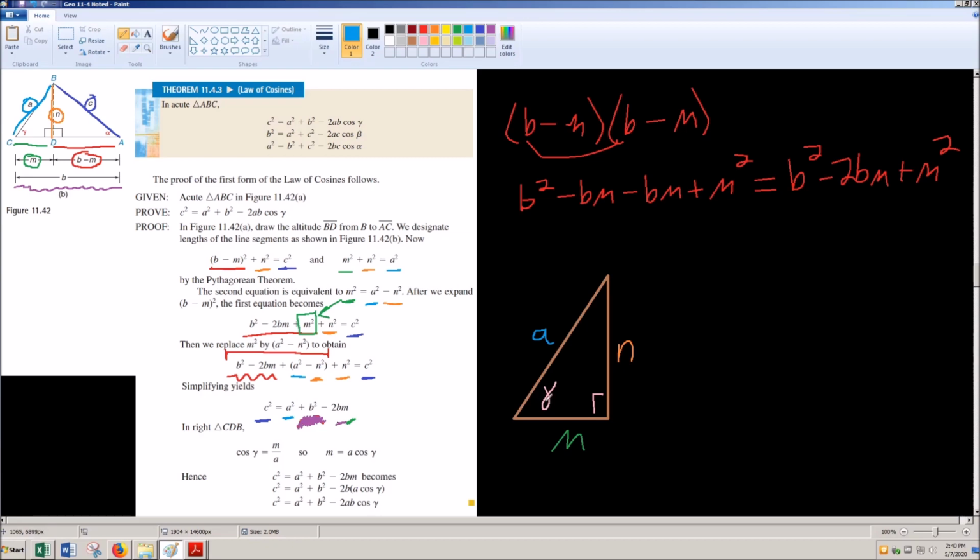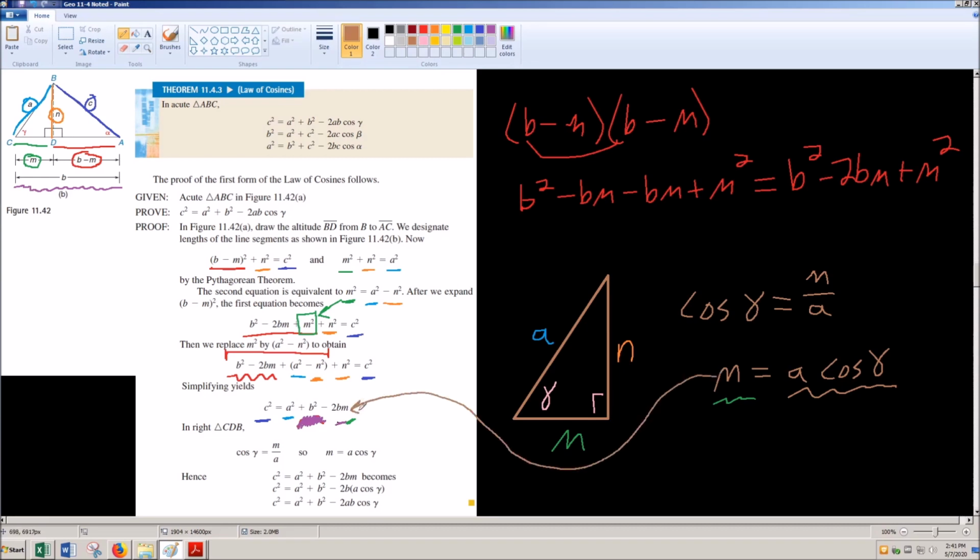So looking at this here, there's a relationship: cosine of gamma equals adjacent over hypotenuse, m over a. If I wanted to isolate one of these variables, and I'm pretty interested in isolating m, I'm just going to multiply both sides by a. So m equals a times cosine of gamma. This is now going to get substituted in for my m value. So now this is going to fill that spot right there.